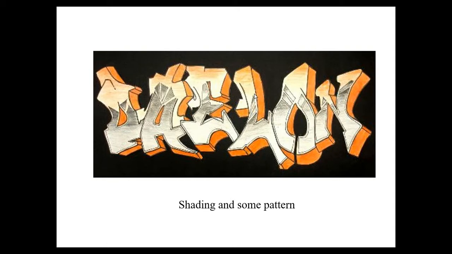You have shading with two colors. The first color is orange, and it starts out dark at the top of the letter and fades to a light, and then you have a darker gray that fades to a light. This is done on each letter.